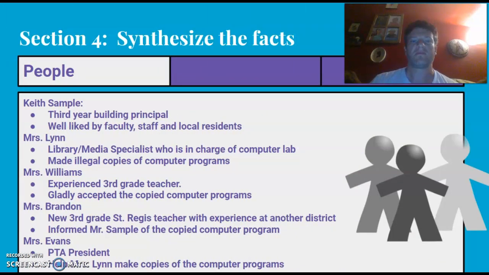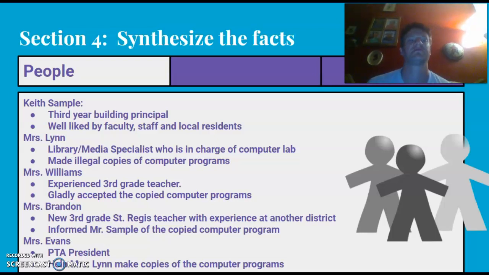So let's synthesize the facts. For the people involved, we have Keith Sample, who's a third-year building principal. He is well liked by the faculty, staff, and local residents. He worked hard to build that reputation since he is from out of town. Then we have Miss Lynn. Miss Lynn wears multiple hats in the school. She is the library and media specialist. She's also in charge of the computer lab, but she is the one who made the illegal copies of the computer programs at the request of several teachers.